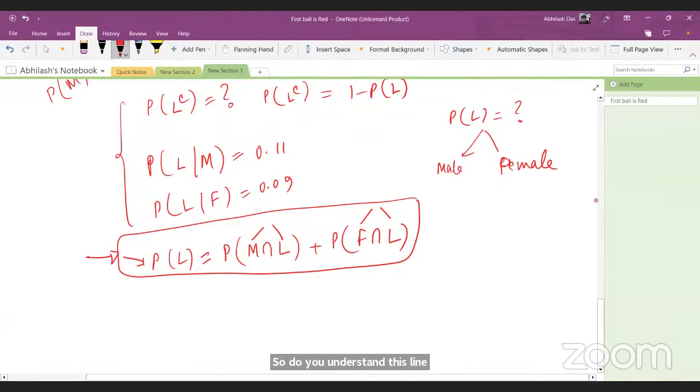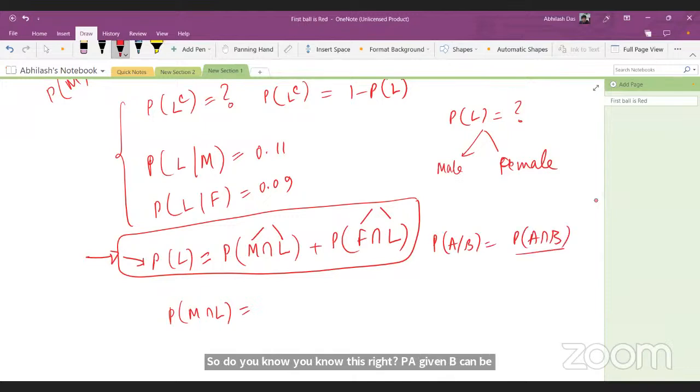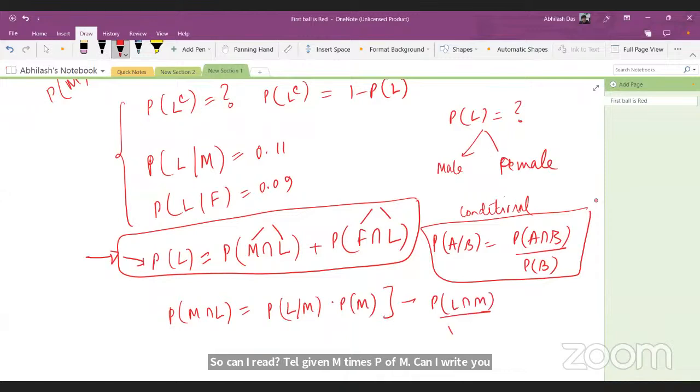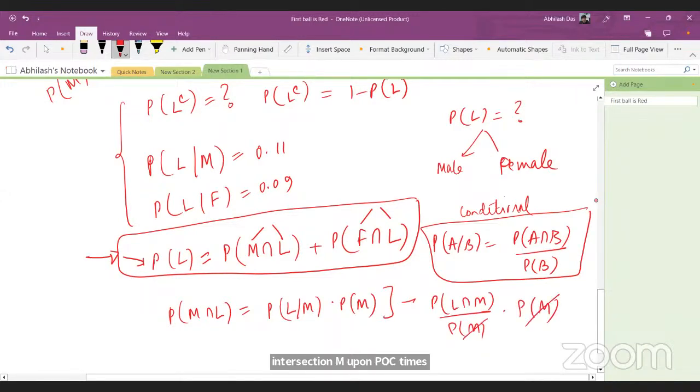Yes, sir. Okay. Now, can I write like this, intersection L? So do you know this, right? P of A given B can be written as P of A intersection B upon P of B. This is conditional probability, right? So from here, can I condition it on, let's say, M? So can I write P of L given M times P of M? This expression can be written as P of L intersection M upon P of M times P of M. So it will get cancelled, and I'll get the same expression.